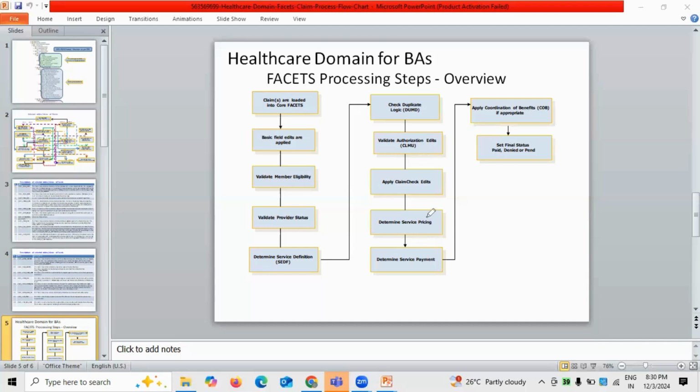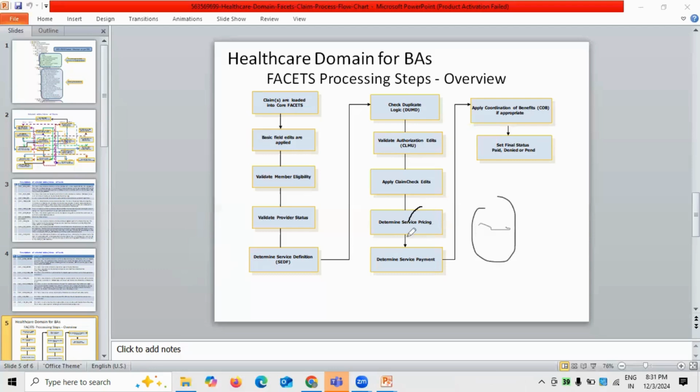Okay, sorry, right. So apply the claim checks, edits and all. Next, we need to determine the service pricing. For example, as I told you, the X-ray cost is $12. The one which they mentioned is somewhere around 24. 24 means 2 X-rays were taken. How much cost is to be taken, either 12 or 24? For that, claim adjudication comes into the picture. If they are really satisfied based on the reply given by the provider, $24 will be calculated automatically. Otherwise, they will take only $12.